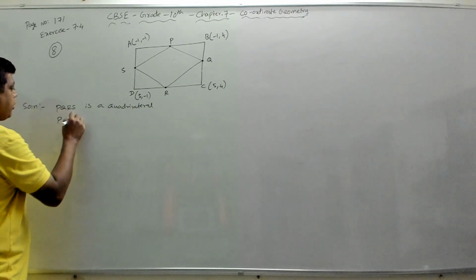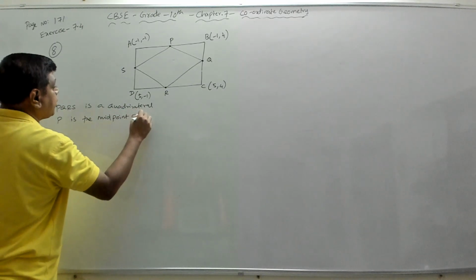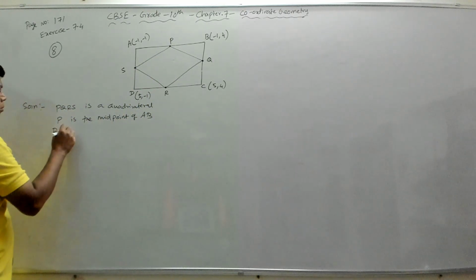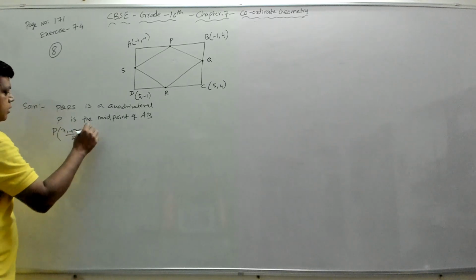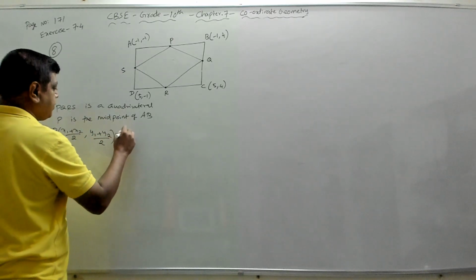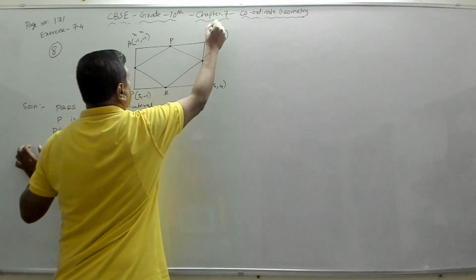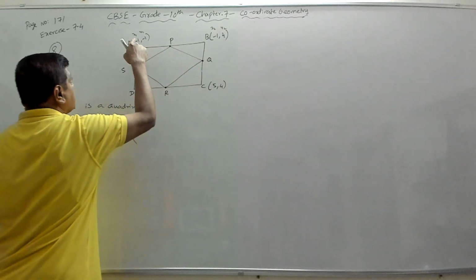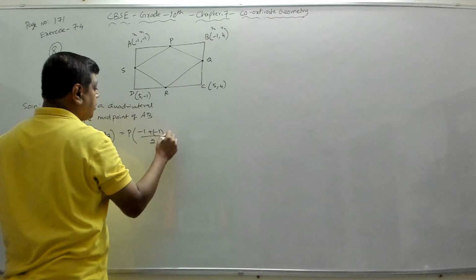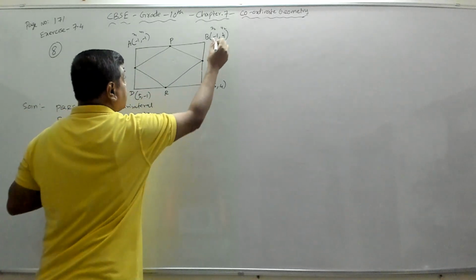Now P is the midpoint of AB. What will be the P point? P coordinate will be x1 plus x2 by 2, y1 plus y2 by 2. That is the midpoint formula. Taking this as x1 y1, x2 y2, if you do this, -1 plus -1 by 2, x1 plus x2 by 2, comma y1 plus y2 by 2, that is -1 plus 4 by 2.